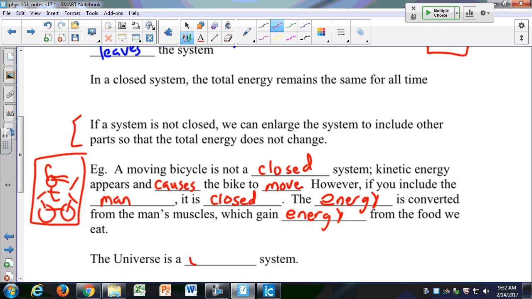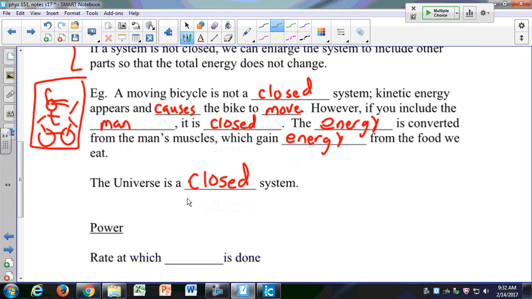And as I said, the universe we think of as a closed system. There is no energy going into or out of that system. We'll think of the body as a closed system, that once energy gets into the body, it's used for some purpose.